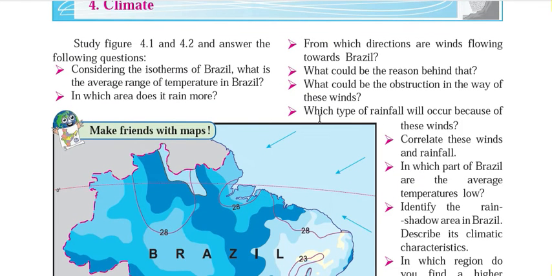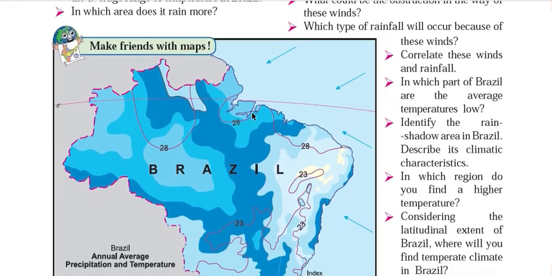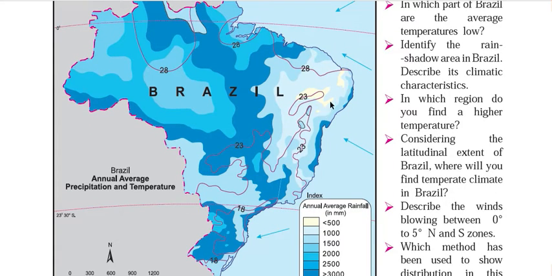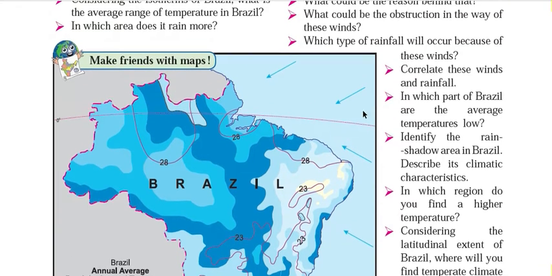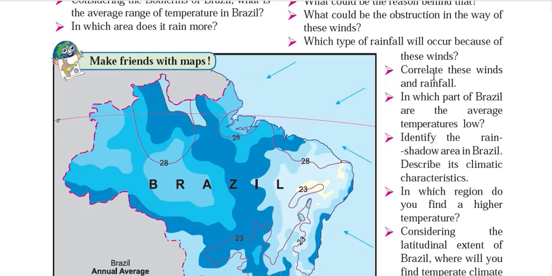Next one: which type of rainfall occurs because of these winds? Orographic rainfall occurs in this region. As these winds are obstructed by the Great Escarpment, a condensation process starts, and because of this condensation, heavy precipitation occurs on the coastal region of Brazil. So orographic rainfall occurs because of this wind. This is the answer for this question.